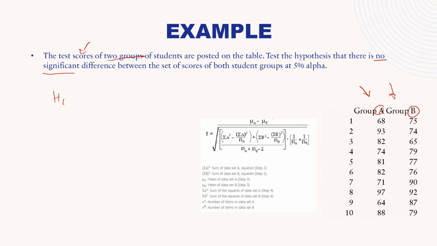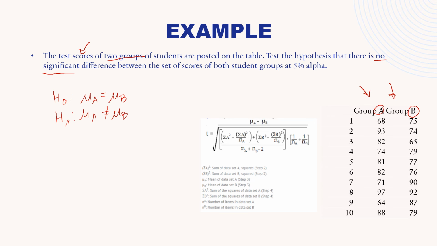When you formulate your null hypothesis, it's simple: mu of A, or the mean of A, is equal to the mean of B. That means that there is no significant difference. Next, we have to formulate our alternative hypothesis, which is simply the same, mu of A, but this time not equal to mu of B. Okay, so that would be our null and alternative hypothesis.